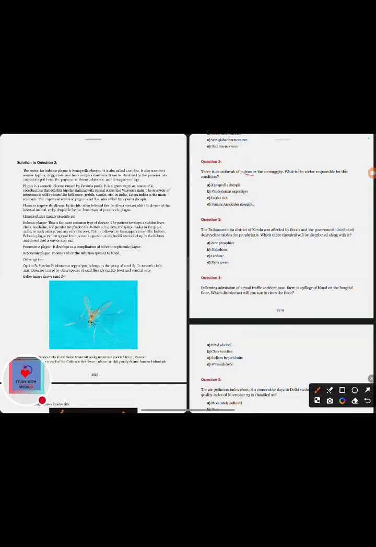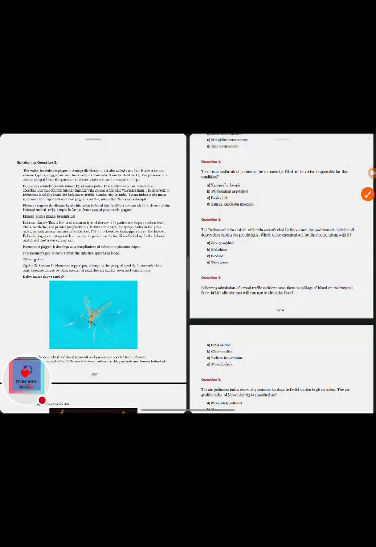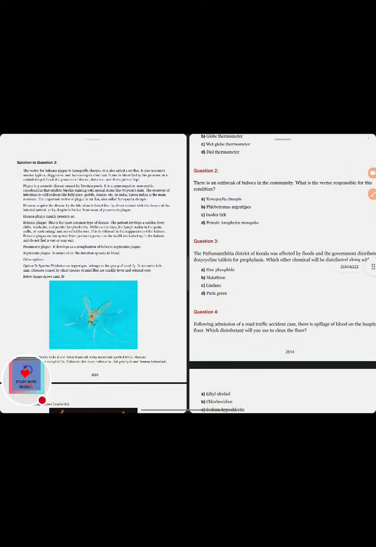The vector for bubonic plague is Xenopsylla cheopis. This is Xenopsylla cheopis. It is also called a rat flea. If I'm audible properly, please show me a thumbs up.